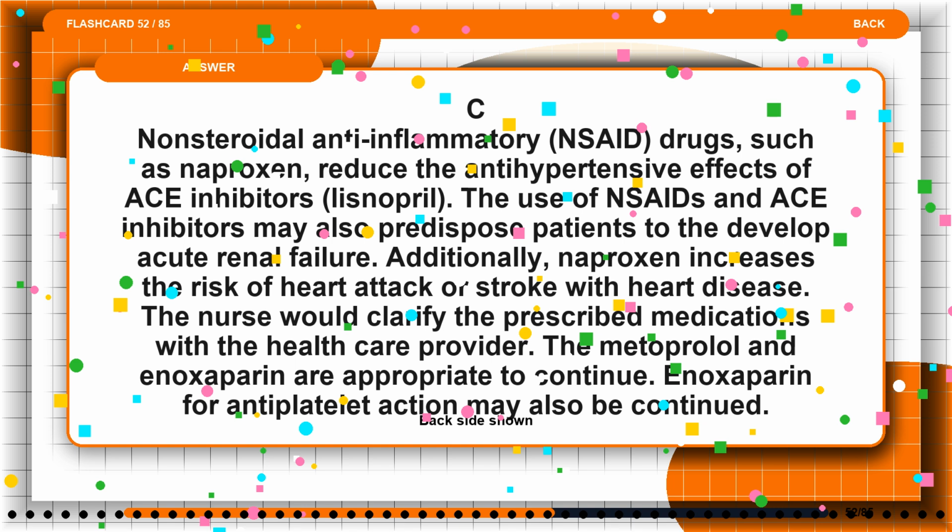The nurse would clarify the prescribed medications with the healthcare provider. The metoprolol and enoxaparin are appropriate to continue. Enoxaparin for antiplatelet action may also be continued.